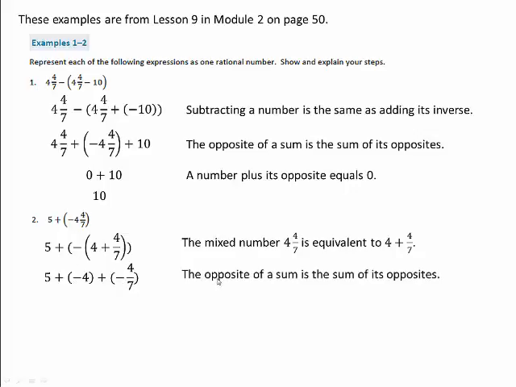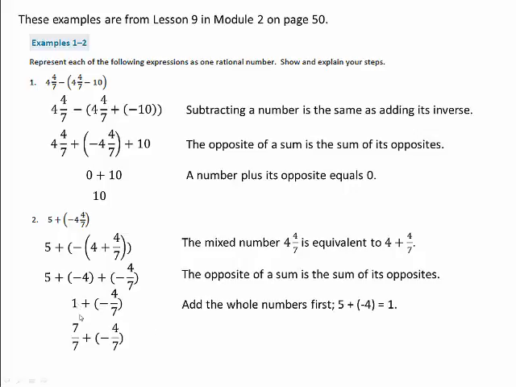Okay, so we use the rule the opposite of a sum is the sum of its opposites. And now I'm going to take 5 plus negative 4 and add those parts first. I'm going to deal with the whole number first. That gives me 1. Now it's much easier for me to deal with my whole number and my fraction. There it was. 5 plus negative 4 gives me 1.